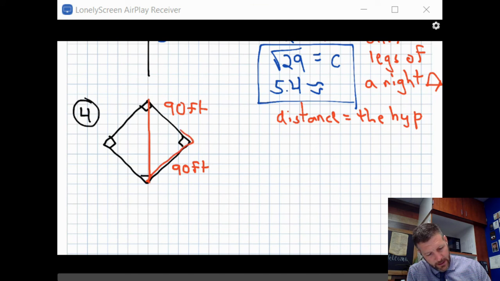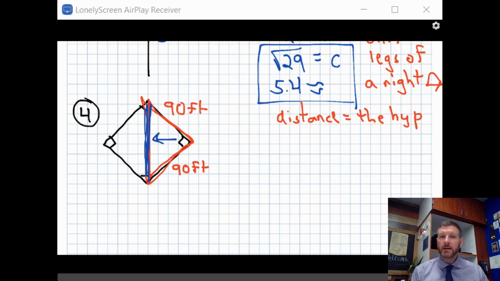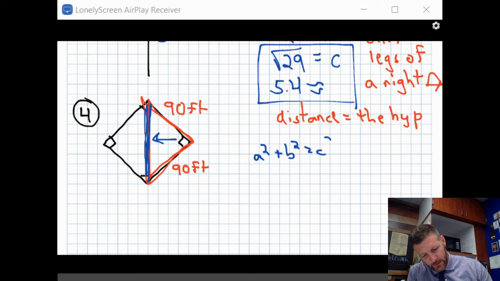Well, you can see what we've just created here and here, we now have a right triangle. And the distance that the catcher has to throw is a hypotenuse, because it's the longest side across from a right angle. So this is just to help you practice your Pythagorean theorem, which again says a squared plus b squared equals c squared. The 2 legs of this triangle are 90. So we've got 90 squared plus 90 squared equals c squared.